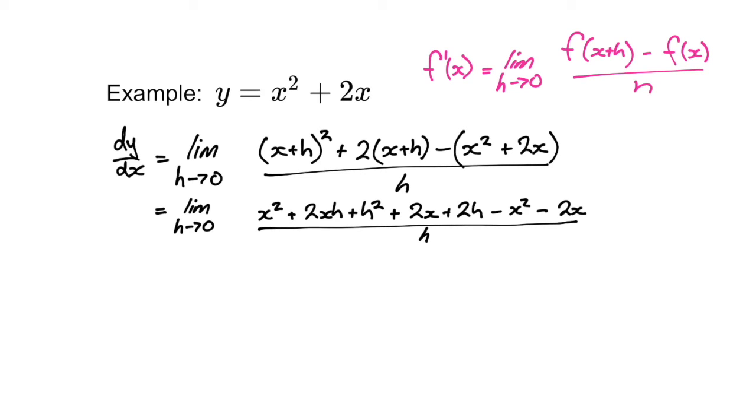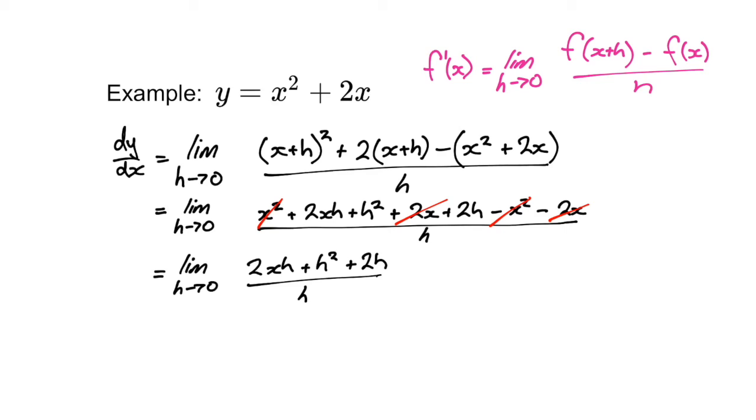So now we start simplifying it. We have an x squared here, and we have a minus x squared here. So let's just get rid of those, and we don't have to worry about that. We also have a 2x here and a minus 2x. So let's just get rid of those. Now we'll go through and write this out. So we take the limit as h tends towards 0 of what we've got, which is 2xh plus h squared plus 2h on h.